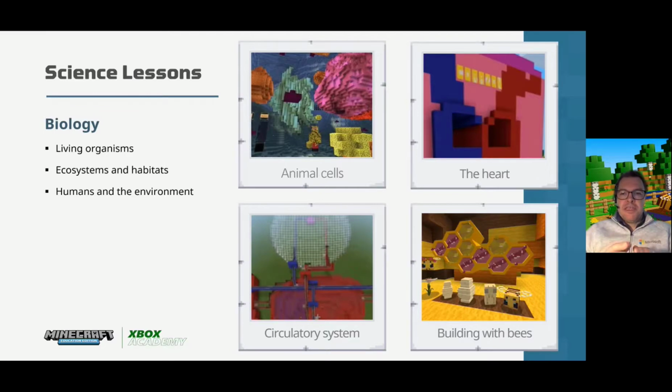So included in these subject kits are resources to support a number of areas of the science curriculum. So for biology, for example, children can explore themes like living organisms, ecosystems and habitats, humans and the environment, so they can shrink down and explore animal and plant cells. They can go inside the heart, go on a tour of the circulatory system, or learn about bees by building with them.